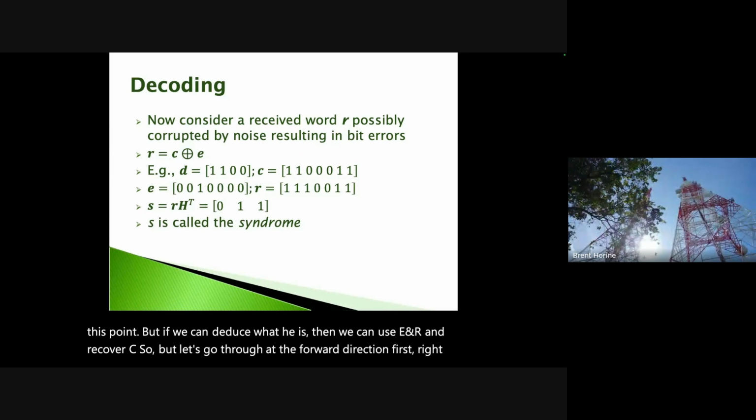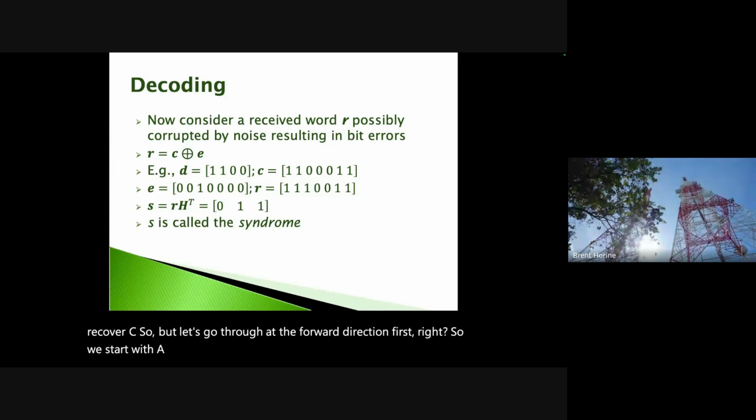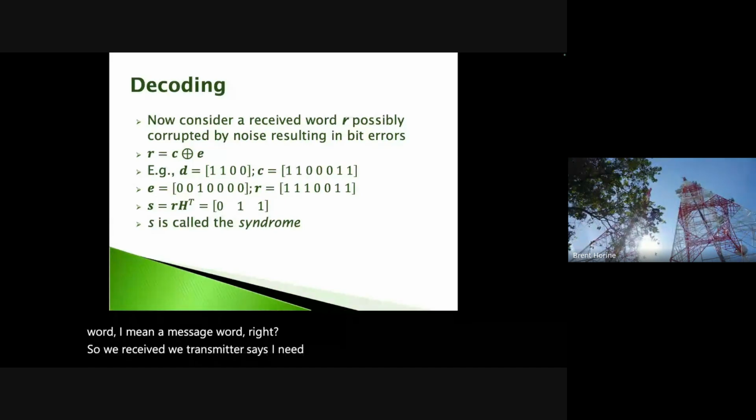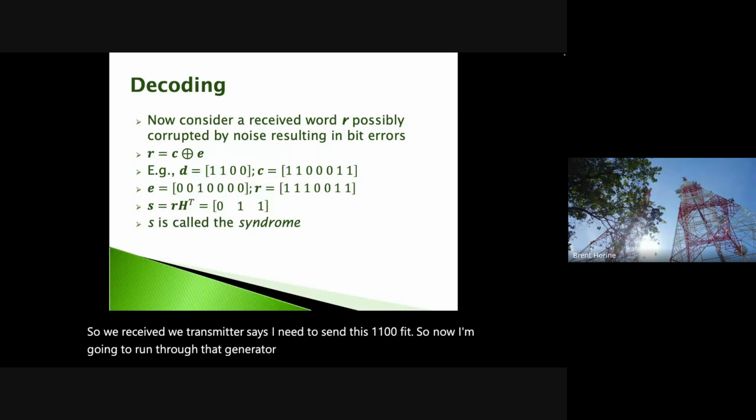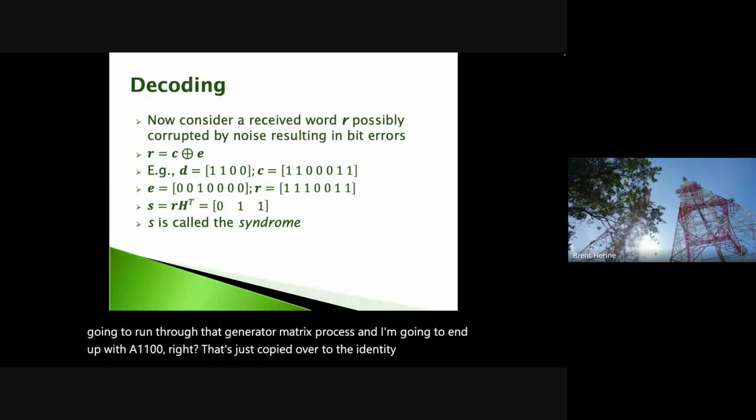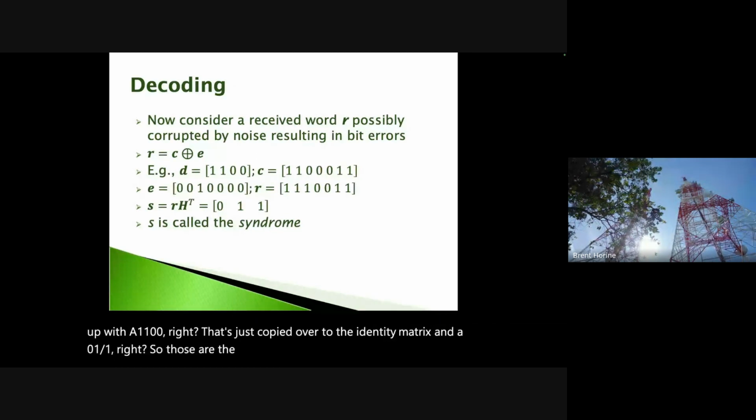So we start with a particular message word, 1100. I'm sorry, I said code word; I mean a message word. The transmitter says, oh, I need to send this 1100. So now I'm going to run through that generator matrix process, and I'm going to end up with a 1100, which is just copied over by the identity matrix, and a 011. Those are the redundant bits that we're sending along. Yes? Is the 011 going to be the key?